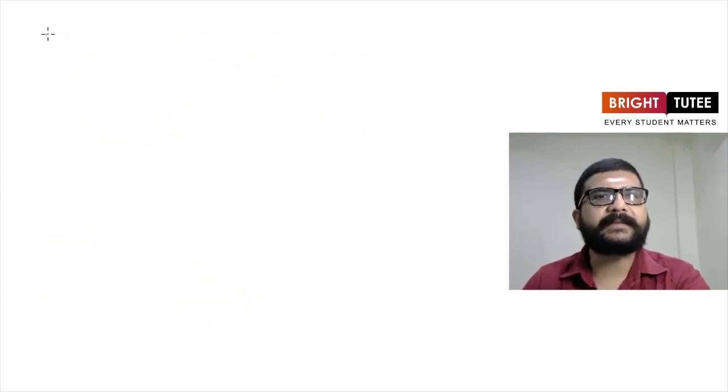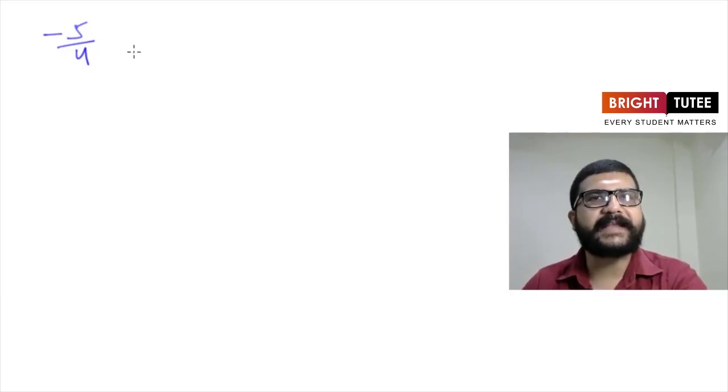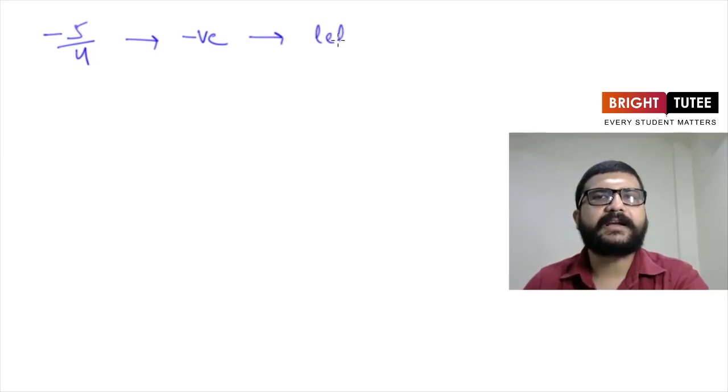Let's take a number this time as minus 5 upon 4. So this is the number now. Now the first thing is to identify whether the number is negative or positive. As we can see, the numerator of this number is negative and the denominator is positive. So this number is a negative rational number. So it will lie on the left of the 0. Now between which two integers will it lie?